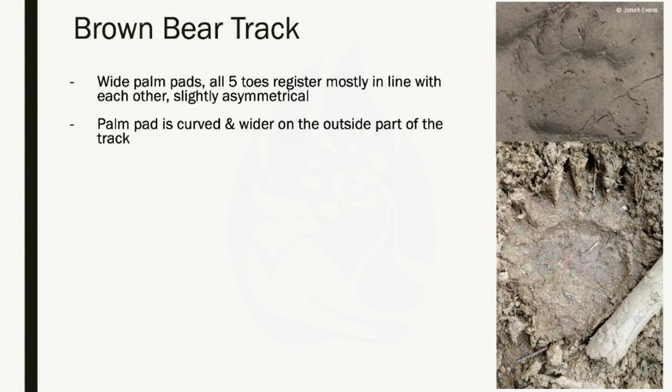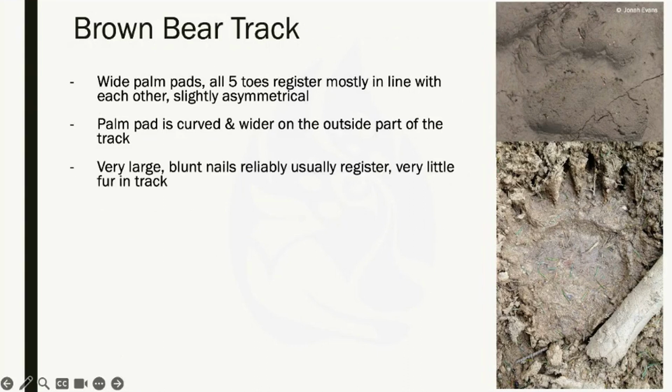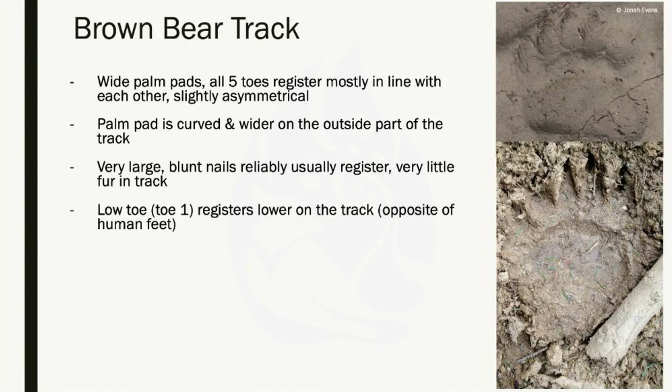The palm pad is again curved on the top and wider on the outside, just as it is with black bears. Okay. And they also have very large blunt nails. They register in most cases if you have deep substrate, and also they have less fur, so you're not likely to see that in the negative space between the toes and the palm pad. That's not going to show up as much. Again, as I mentioned before, there is a low toe. It's not quite as low, but it's on the inside of the track. Again, very different from humans.